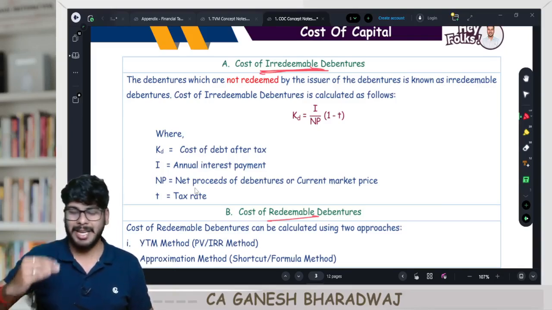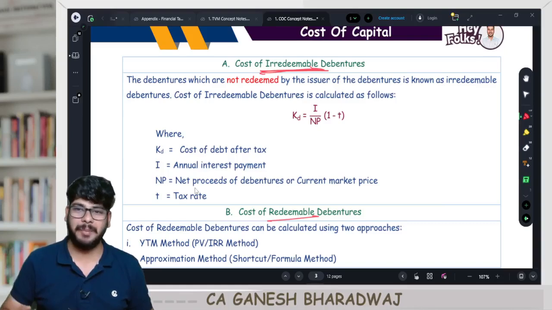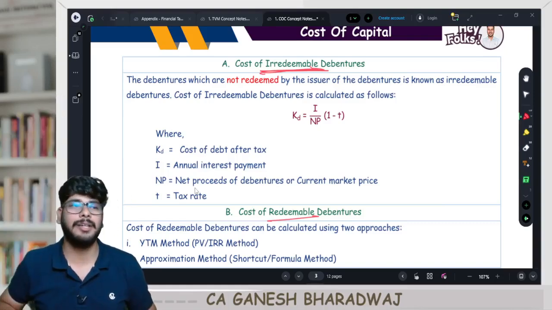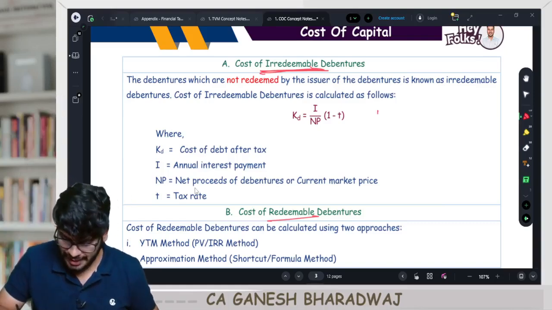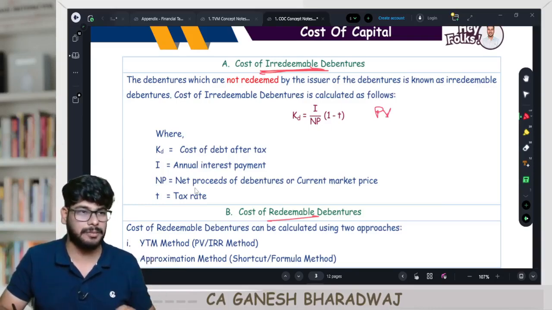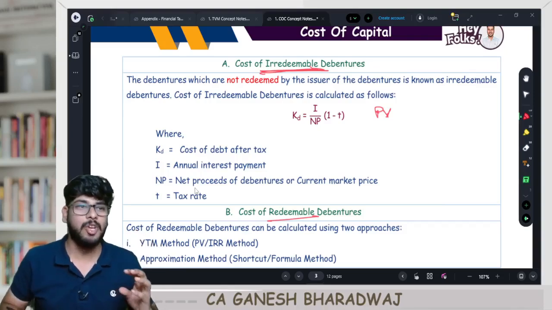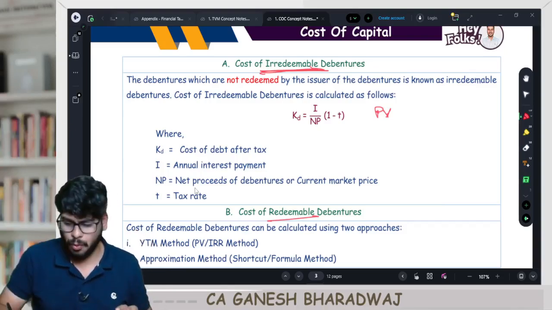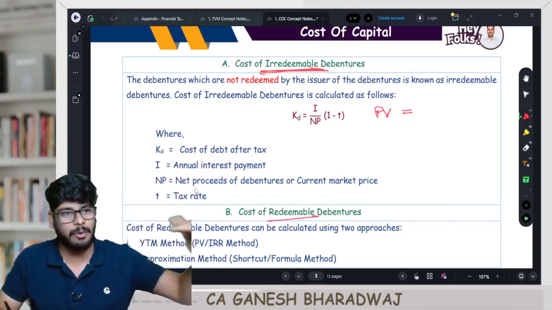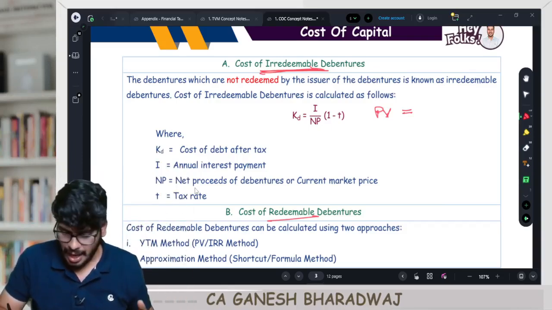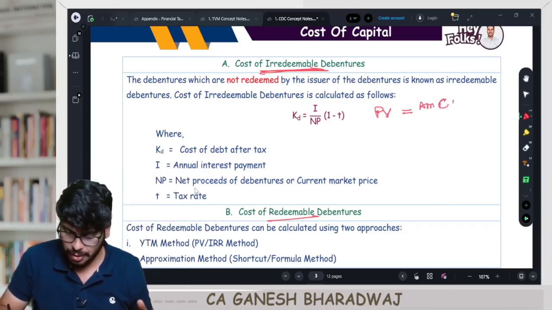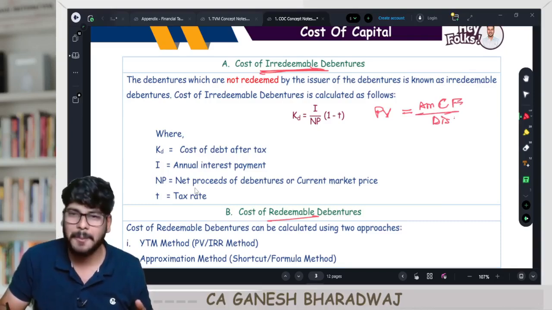The same equal amount of cash flow will be paid up to perpetuity. Correct? So, can I say the present value of the debenture? How will you calculate the present value of an infinite equal cash flow? What is the formula for that? Annual cash flow. Very good. Divided by discount rate. Correct?